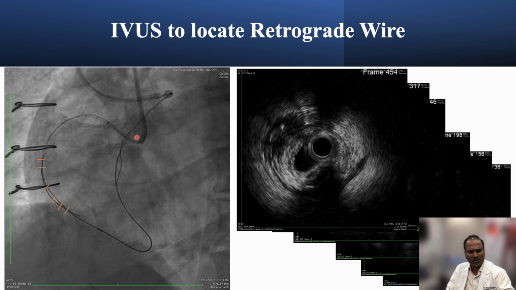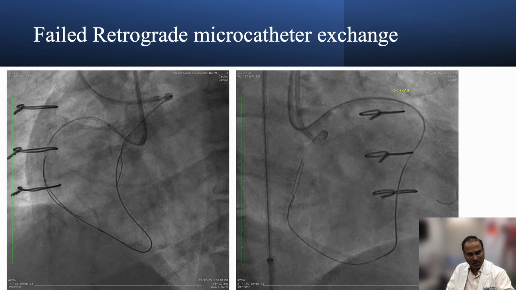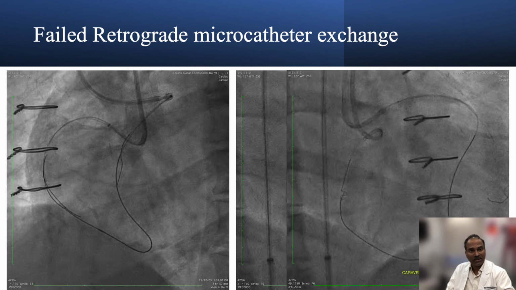And you can see here now again the retrograde wire came into the subintima. To overcome this, we wanted to advance the microcatheter to the place where the wire was in true lumen, and then shift to a Burkhart's wire. But we failed to advance the retrograde microcatheter up to that point, and that's when we tried exchanging the microcatheter, but still we were not successful in doing so.